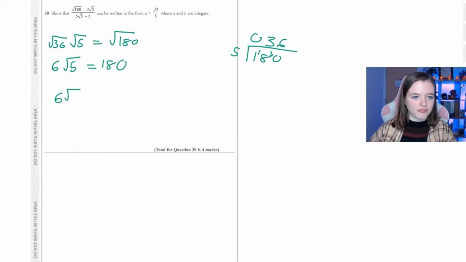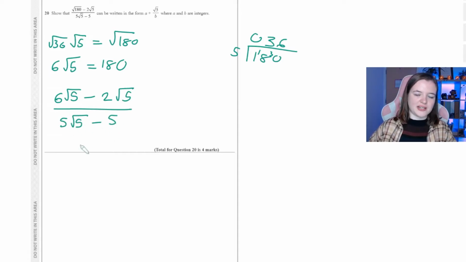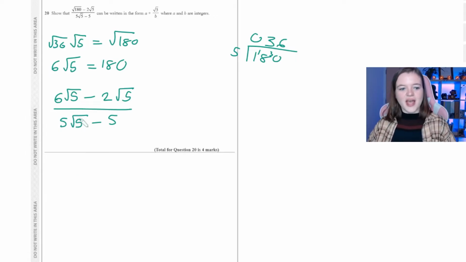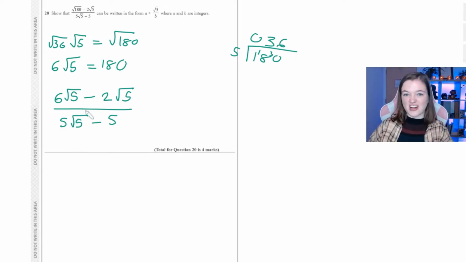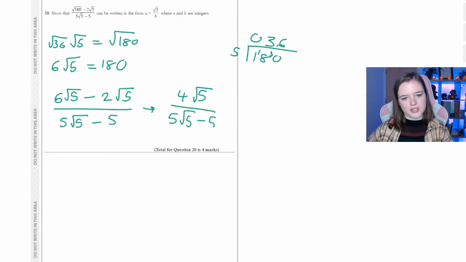Then I've got 6 root 5 minus 2 root 5 over 5 root 5 minus 5. So I know I'm going to need to deal with this eventually, because you can't have a surd on the bottom of a fraction. That is crazy talk. The math gods denied it, so you're not allowed to have that down there. So you need to move this eventually by rationalising the denominator. But first, I'm going to deal with these up here. 6 lots of root 5 minus 2 lots of root 5 is 4 lots of root 5. Make life a bit easier. And then over 5 root 5 minus 5.